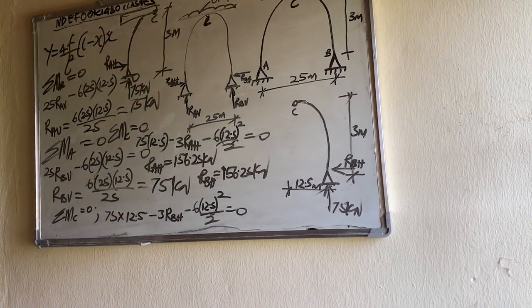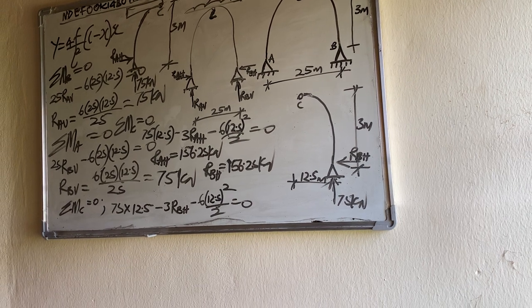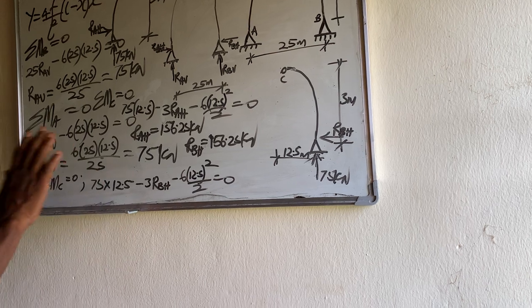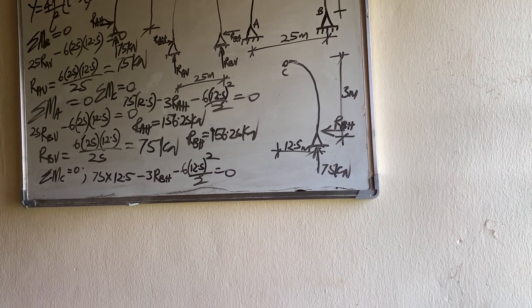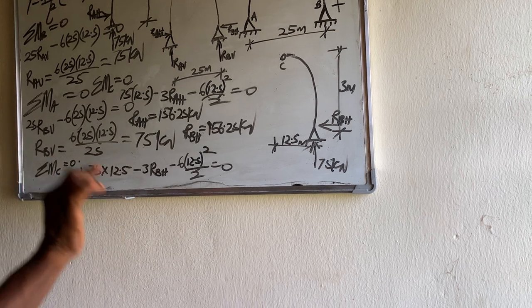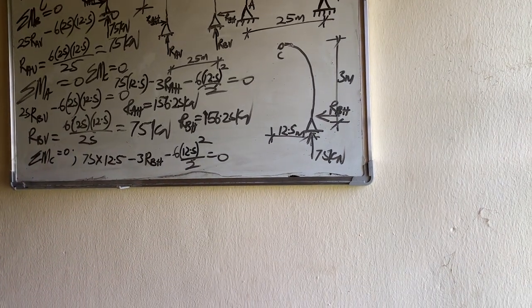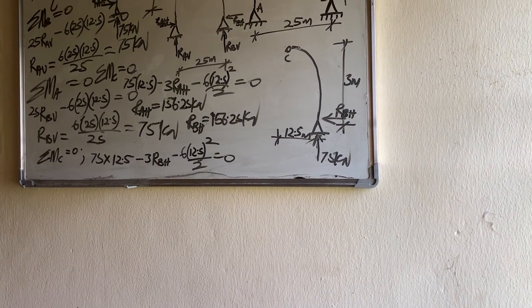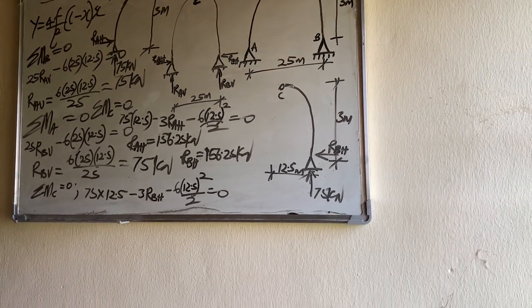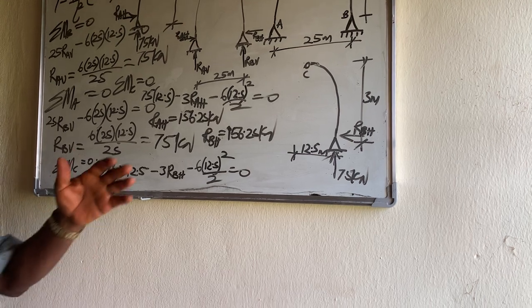So I've gotten the whole reactions. The reaction A, both horizontal and vertical. Reaction B, both horizontal and vertical. Now, the next thing is to calculate bending moment. To calculate bending moment, I decide any point I want.